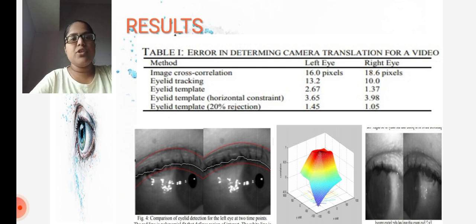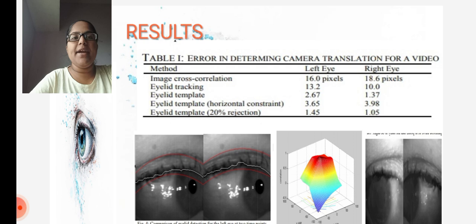So these are the actual values for the image cross correlation. We have the left eye as 16.0 pixels, and for the right eye we have 18.6 pixels. For the eyelid tracing, we have 13.2 for the left eye and 10.0 for the right eye. For the eyelid template, we have 2.67 for the left eye and 1.37 for the right eye. And for the other eyelid template, the same thing follows. Those values tell us the result for the left eye as well as the right eye.